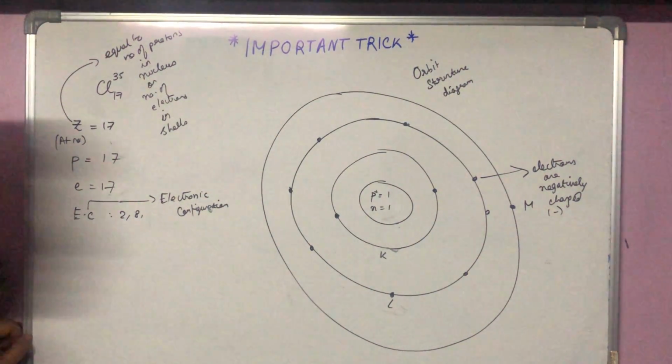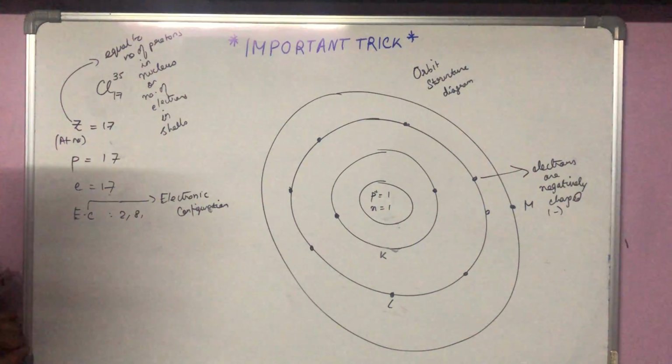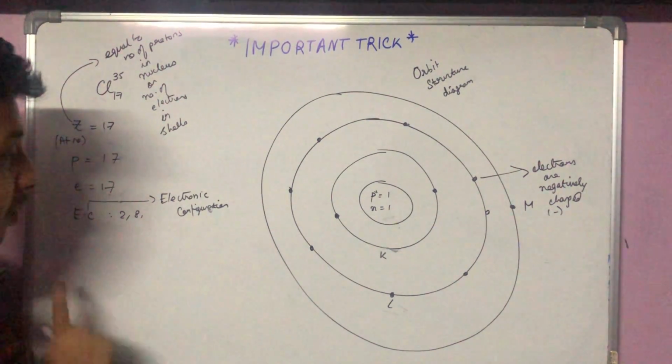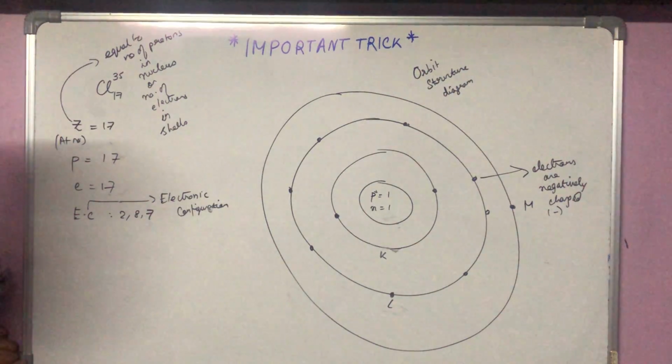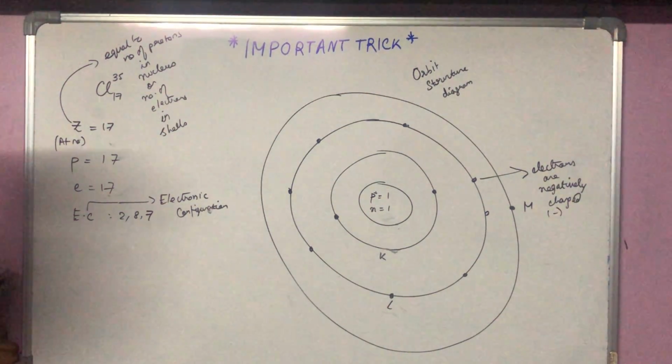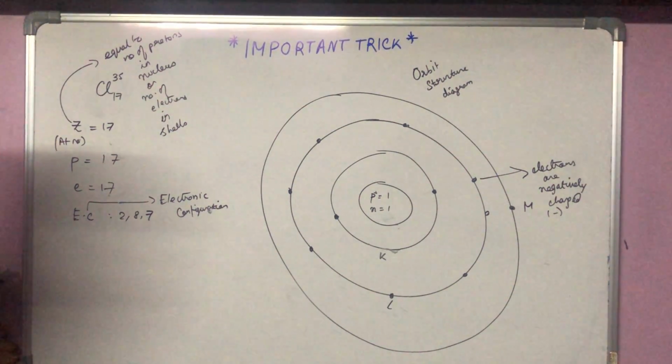Now if there are total 17 electrons, फर्स्ट शेल में तो मैक्सिमम 2 ही रह सकता है, सेकंड शेल में मैक्सिमम 8 रह सकता है, तो थर्ड शेल में फिर रहेगा 7. तो क्लोरीन का इलेक्ट्रॉनिक कॉन्फ़िगरेशन दैट इज द इलेक्ट्रॉनिक कॉन्फ़िगरेशन ऑफ क्लोरीन विल बी 2,8,7.